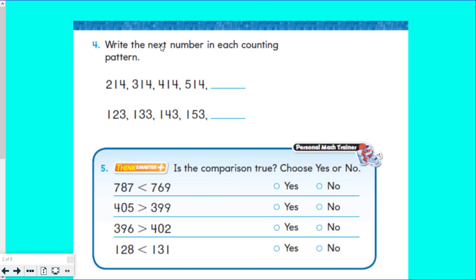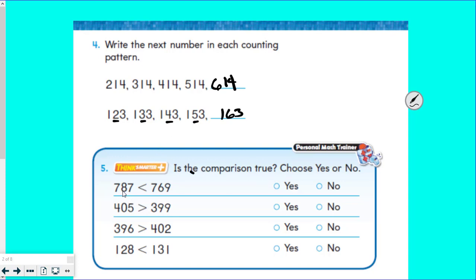So let's see. Write the next number in each counting pattern. 214, 314, 414, 514. Well, it's increasing by 100 each time, so the next one's going to be 614. 123, 133, 143, 153. Each time the number in the tens place is going up by 10. So this will be 6, 3, 1. So 163.